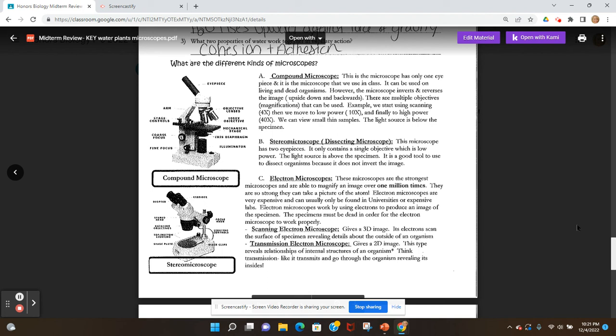You've got a scanning electron microscope, which gives a 3D image. Its electrons scan the surface of the specimen, revealing details about the outside of an organism. Transmission electron microscope gives a 2D image. This type reveals relationships of internal structures of an organism. Think transmission, like it transmits and goes through the organism, revealing its insides.